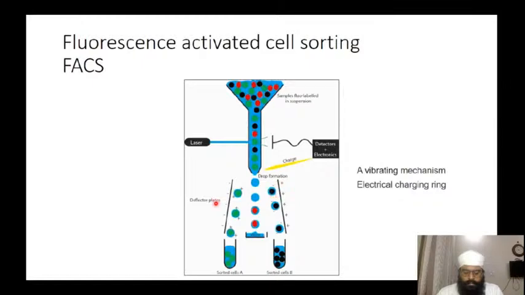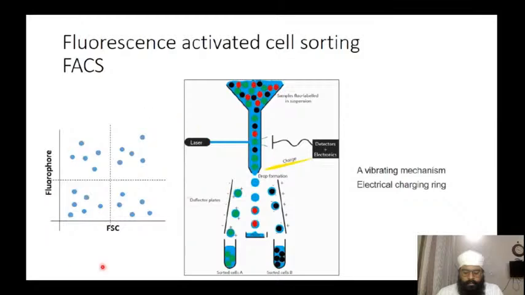I can choose, actually. For example, if I have this data, this two-dimensional histogram, I can choose to charge the big high fluorescent cells with a positive charge and the big low fluorescent cells with a negative charge, and the other cells with no charge. Then the neutral cells will go to the waste.